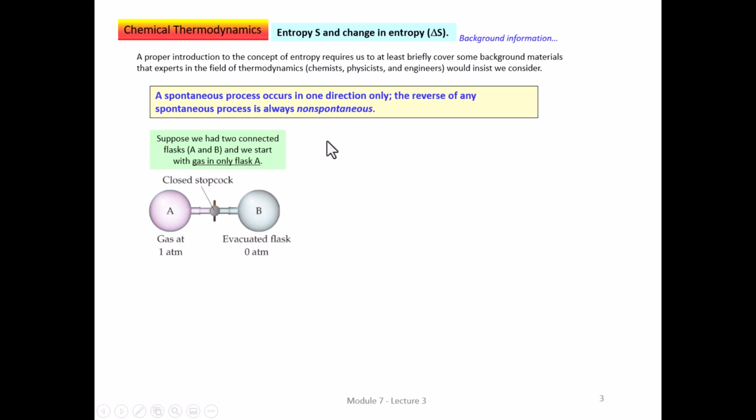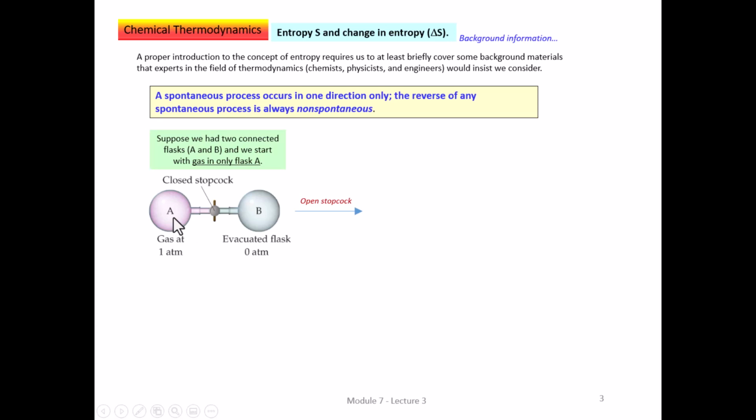Here's a thought experiment, but you could see this being done in the lab with a little difficulty. Suppose we had two connected flasks. Here's flask A, flask B, connected by a tube of glass, but there's a stopcock here, and we have gas only in flask A and no gas in flask B. So B is an evacuated flask, 0 pressure. We have gas at 1 atmosphere of pressure in A. And let's suppose we open the stopcock.